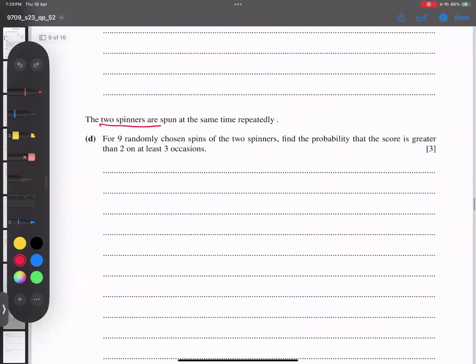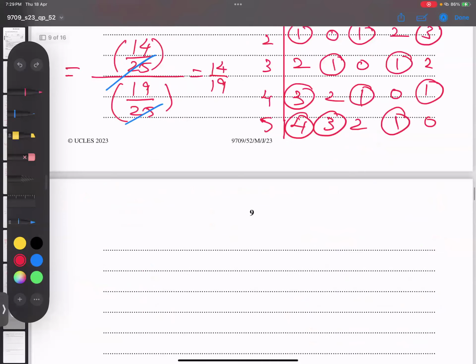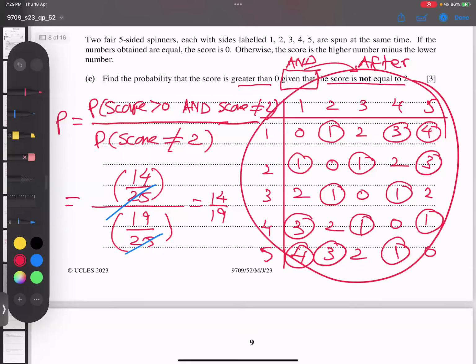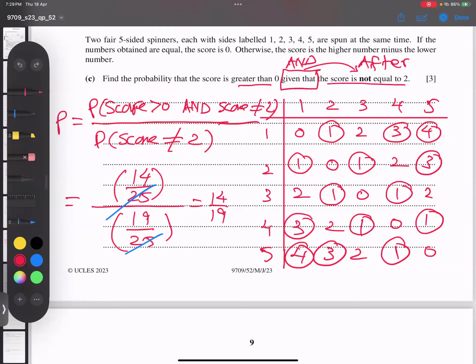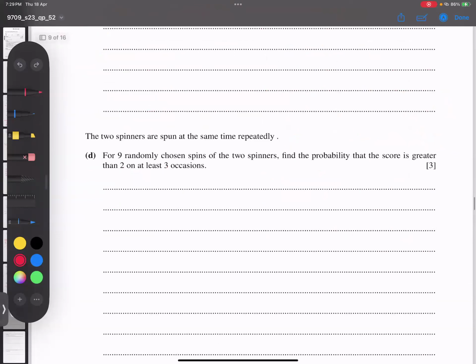Two spinners are spun at the same time repeatedly. Okay, it means these results we will count, because these are the results of two spinners. And he is trying it 9 times, right? So n is 9, and he spins the two spinners 9 times and finds the probability score is greater than 2.